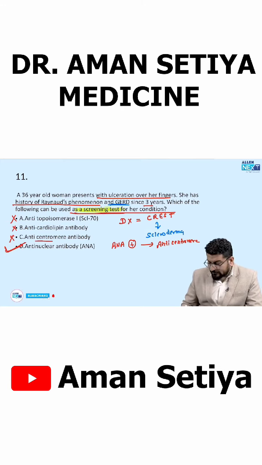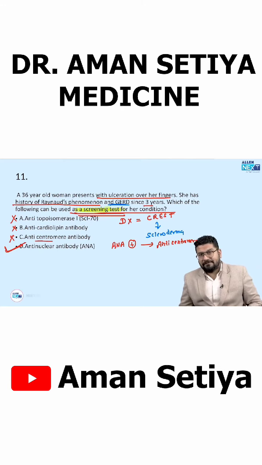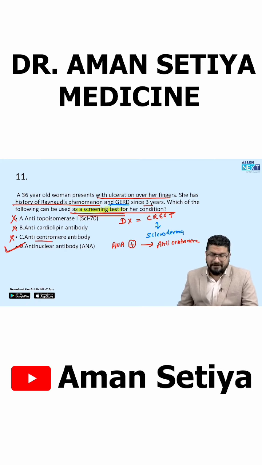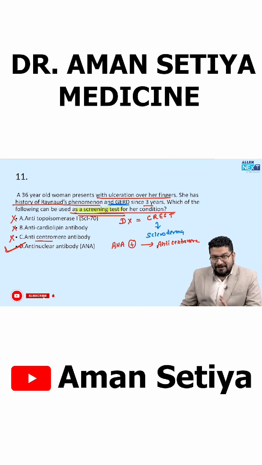The question is for screening. So for screening, what we have is ANA, remember. ANA is the screening test in rheumatology, very, very important. Then we think about the specific antibody. Clear? I hope the question is a bit clear. It was a bit complicated.